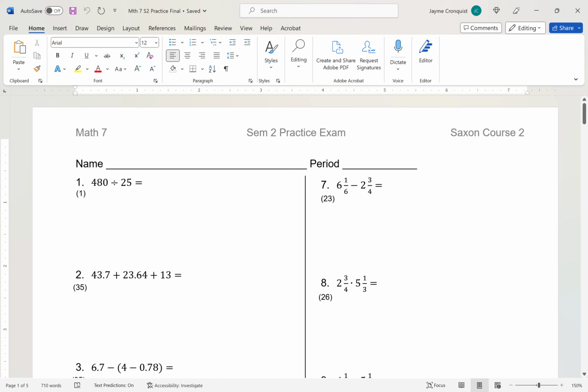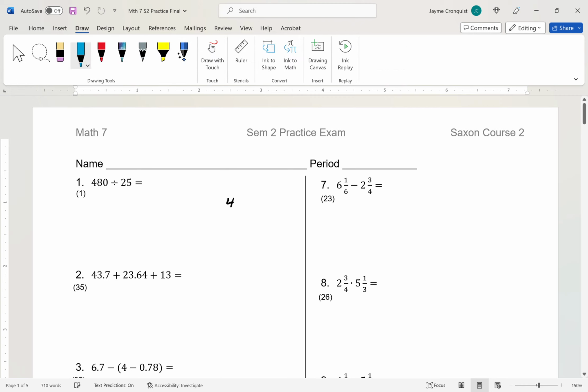Alright, 480 divided by 25. The most consistent, easiest way to do this is to do a long division. 25 goes into 48 once. If I subtract, I get 23.